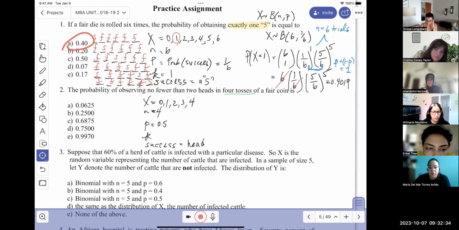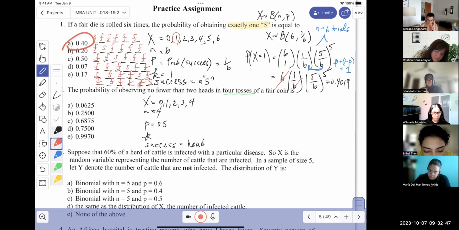2, 3, and 4. Right, no fewer than 2. So remember, if you ever get confused, think about money, no fewer than $2, 3 and 4. No fewer than 2, so you can put 2 in here, right? Yes, you can put 2, 3, and 4 in this one.